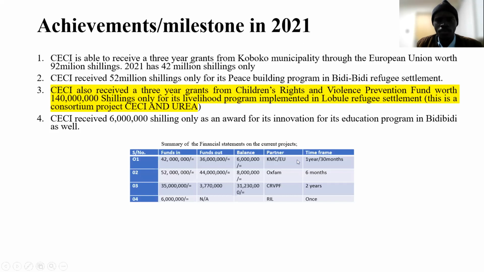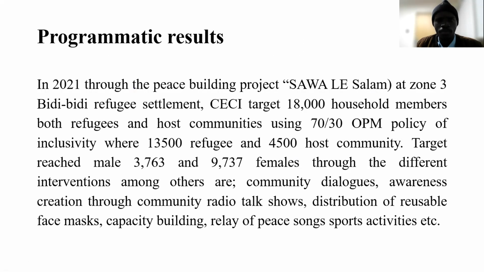Moving forward, this is now under the programmatic results. In the course of the year, with our targets, we are able to see those results. I don't want to get into those details, but I will share this presentation with you at a certain point, because this would have come also in the annual report. But I thought it's wise that we share here. This is under the peace building project, which is Sawa Salamat with Zone 3.